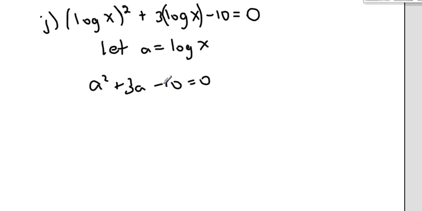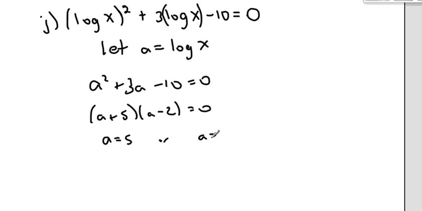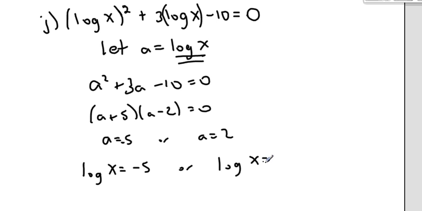And I can solve for a by factoring pretty quickly. So let's do that. So a plus 5, a minus 2. So I get that a equals 5, or a equals 2. Sorry, that should be minus 5. I know you said it with me. So now that I've solved for a, I can go back and replace the log x. So I get that log x equals -5, or log x equals 2.